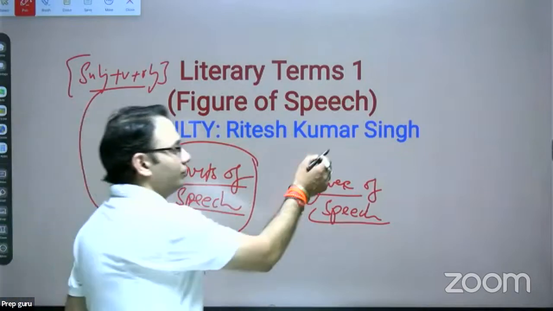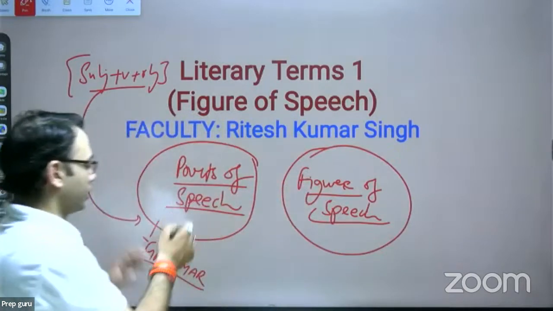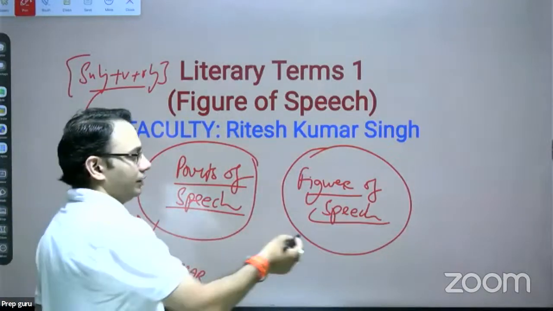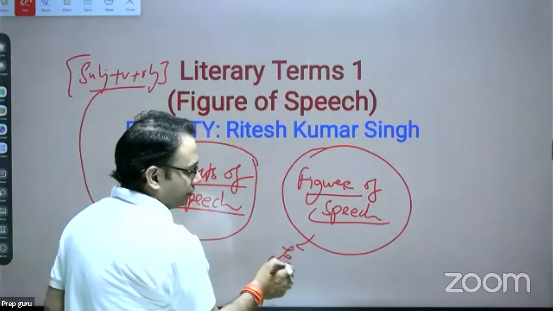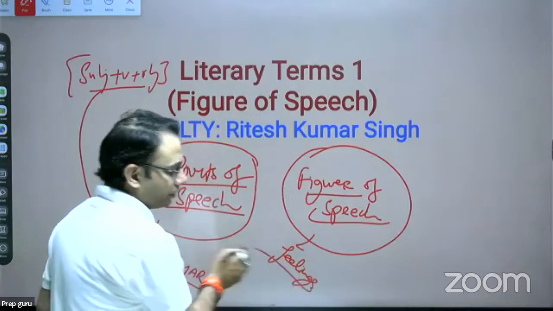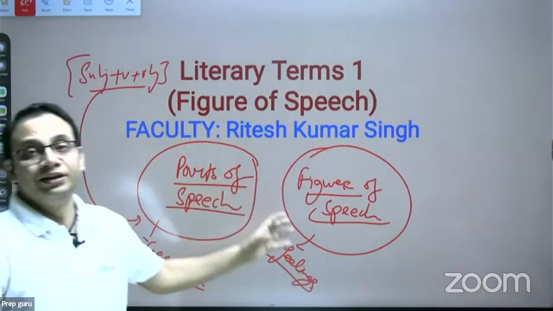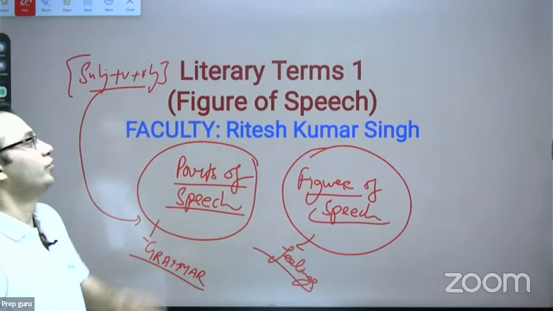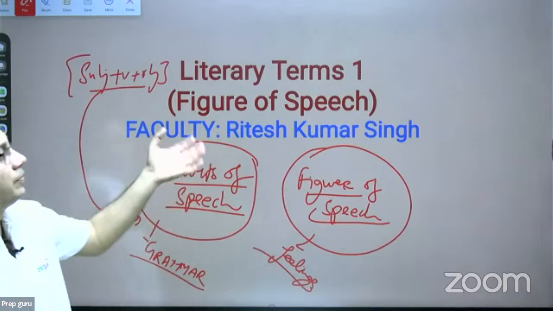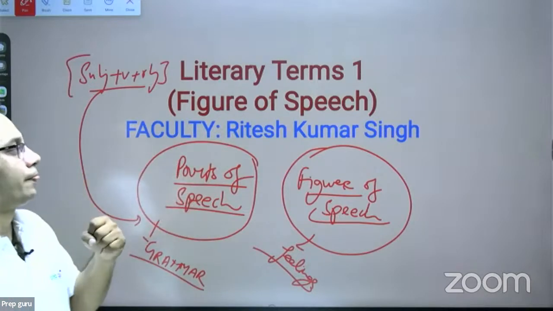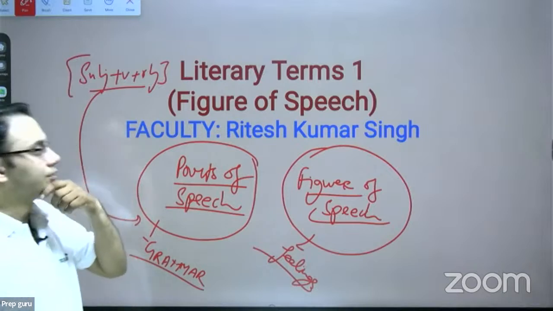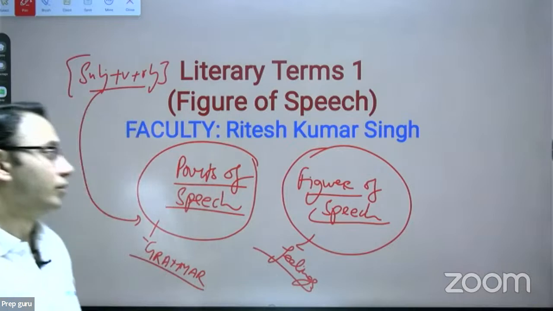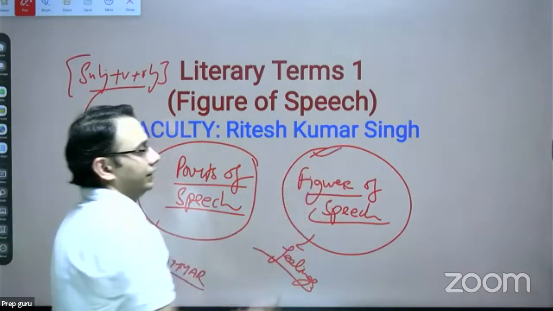Now figure of speech doesn't deal in grammar portion. It doesn't bother about the grammar portion. It expresses feelings of the author, right? Now in terms of expressing feelings, the author decorates his writings through various literary terms. He takes the help of some literary devices which have been used in his poetry, prose, drama, or any kind of literary writing, right? Now we will study this thing, right?